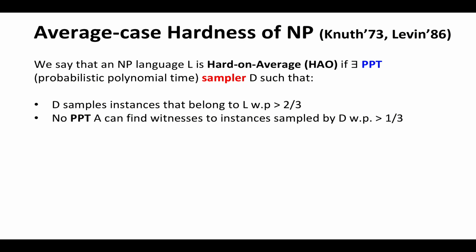And I say that this language is hard on average if, even though many instances are in the language, no probabilistic polynomial time algorithm can find a witness when I sample instances from this distribution. Does it make sense? So we have some sampler that samples some instances. And I'm calling this problem hard on average if no efficient probabilistic polynomial time algorithm will be able to find witnesses to the sampled instances with probability, let's say, 1/3. So this is one particular definition of hard on average. It's actually not the original definition that Levin proposed.